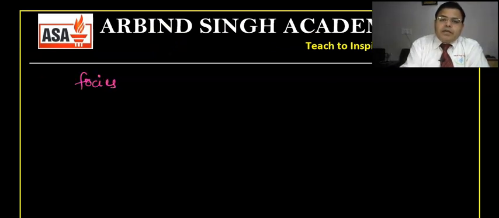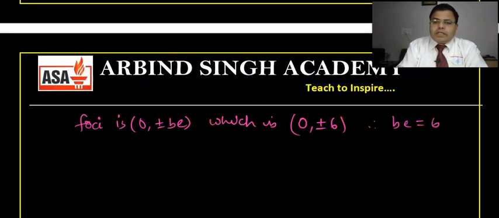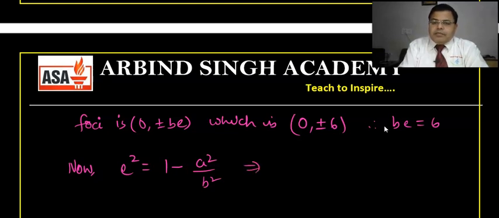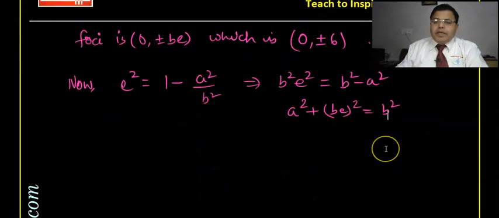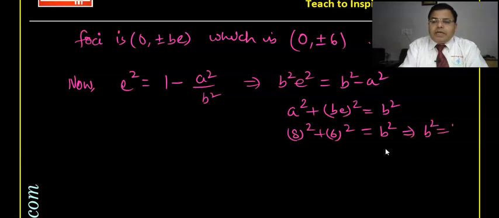Now the foci are 0 comma plus minus b, so therefore be is equal to 6. Now e square is equal to 1 minus a square upon b square, so b square e square is equal to b square minus a square. So a square plus b square e square is equal to b square, and this is 8 square plus 6 square is equal to b square, so b square is equal to 100.